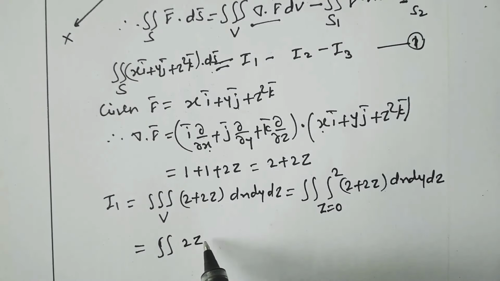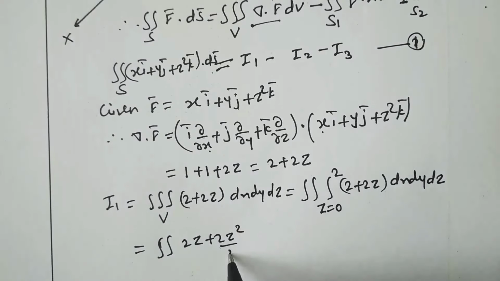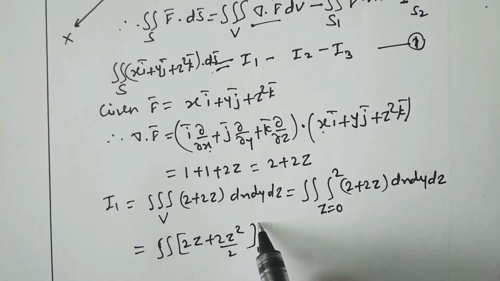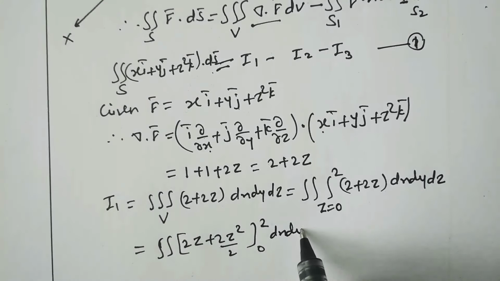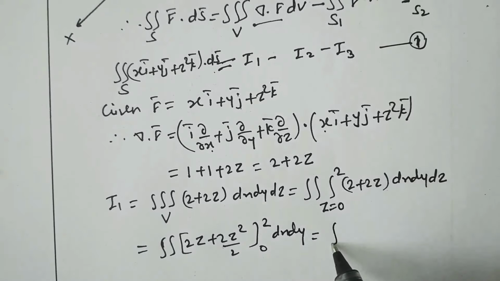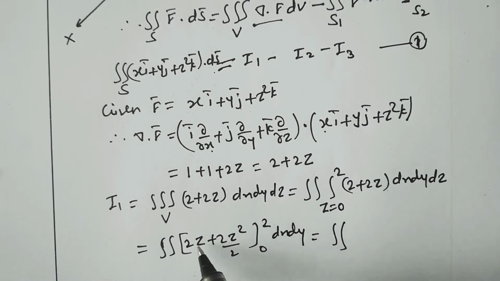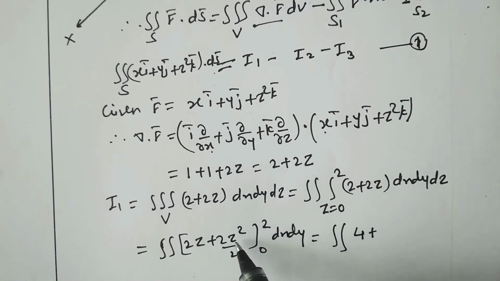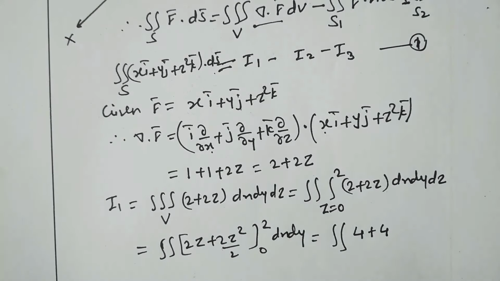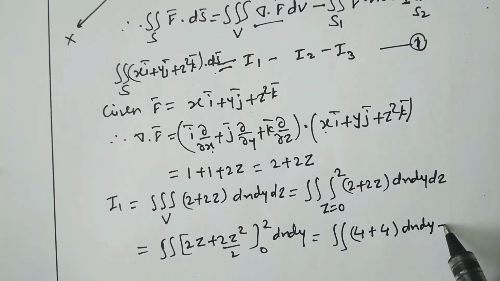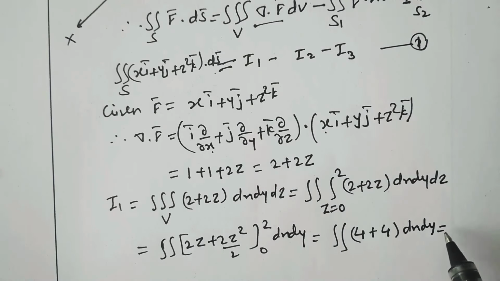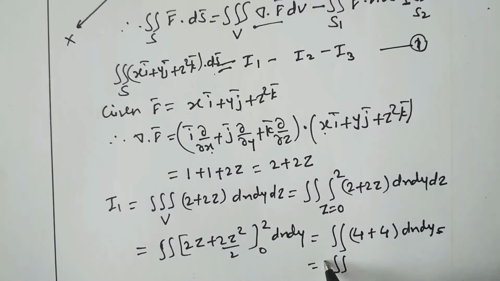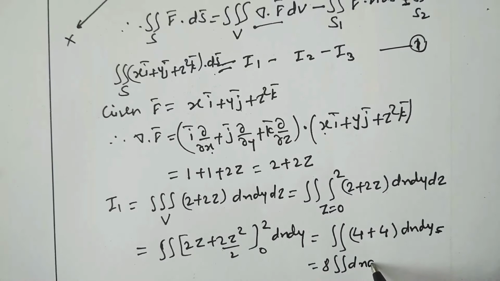Now evaluating this integral with respect to z, we will get double integration of 2z plus 2z square by 2, having limit 0 to 2, dx dy. This is equal to, after putting the limits, the value of z is 2, 2 into 2 is 4, plus the 2 cancels, and z square, that is 2 square, is 4. When you put the lower limit, it becomes 0. That is equal to double integration of 8 dx dy, that is 8 times double integration dx dy.